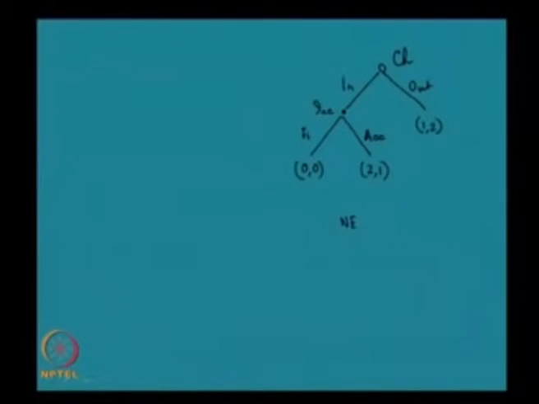In this setting, what we have seen is that there were 2 Nash equilibria. I am just repeating the conclusions that we have drawn in the last lecture, so that we can link up to the discussion of this lecture. One was in and accommodate, the other was out and fight.